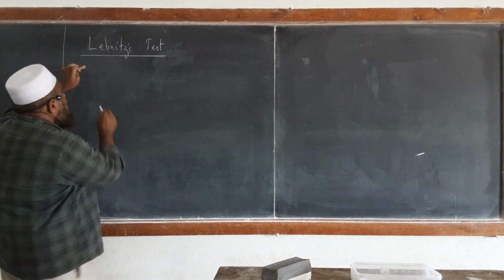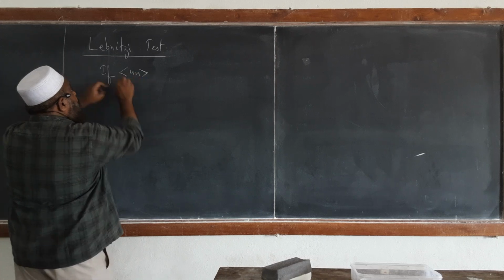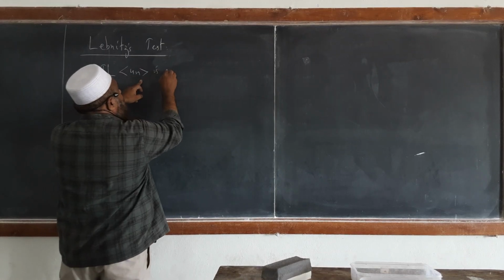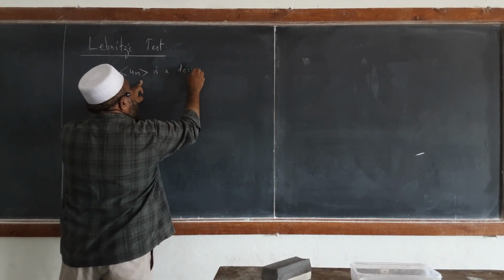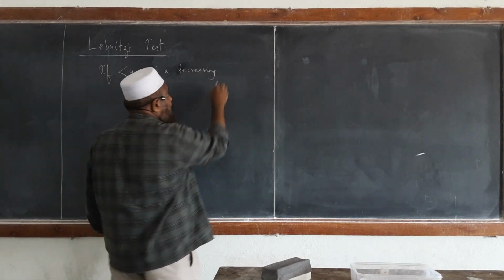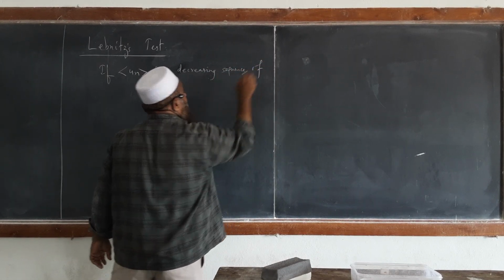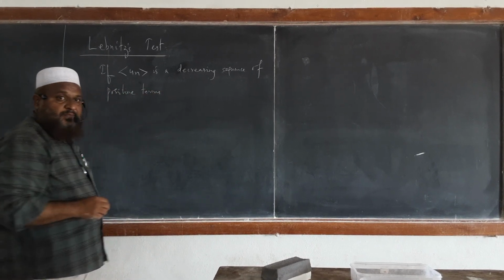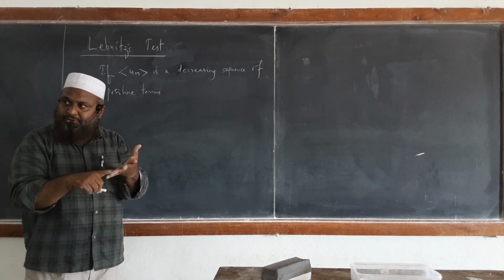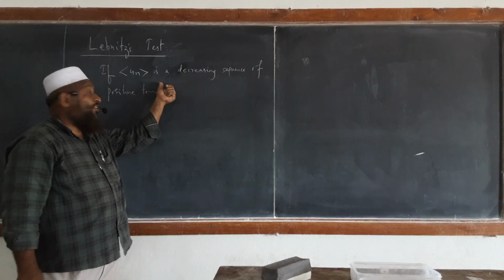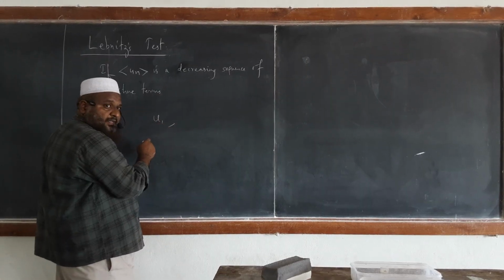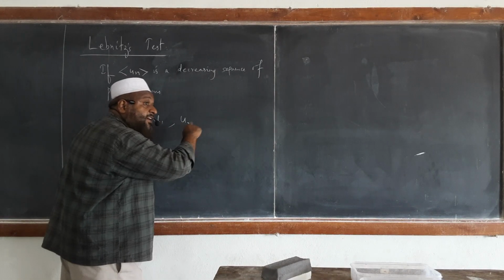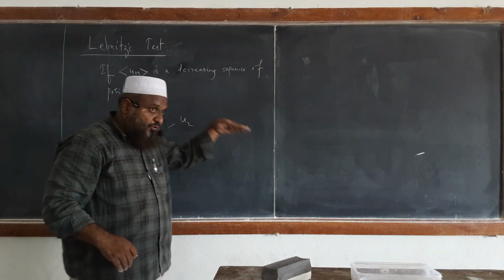Otherwise, no need. So, if un, I am not writing sigma, carefully see. I am just writing sequence. Bracket un is a sequence, a decreasing sequence of positive terms. How should it be? u1 should be positive, u2 should be positive, and so on. Whatever u1 value comes, it should be greater than u2. Means every coming term should be smaller than the previous one. So it should go down.